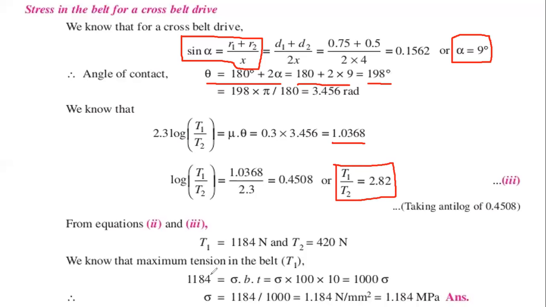And from equations 2 and 3, we have already found the equation T1 minus T2, that is the second equation. Substituting this equation in that, from equations 1 and 2, we got the values as T1 is equal to 1184 newtons and T2 is equal to 420 newtons.